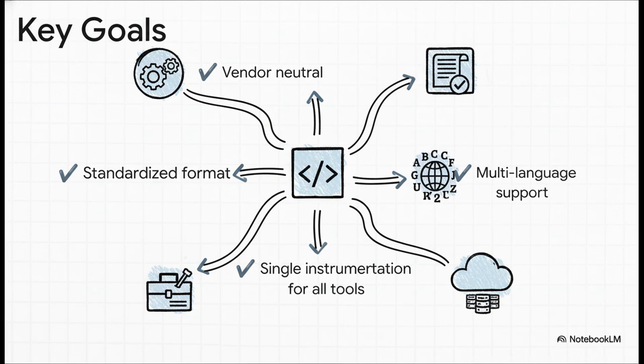And its goals? Honestly, they're revolutionary. Remember that vendor lock-in problem? OpenTelemetry solves that by being completely vendor neutral. That means you can add the code to your application just once, and then you're free to send that standardized data to any tool you want. It gives you total freedom and flexibility.